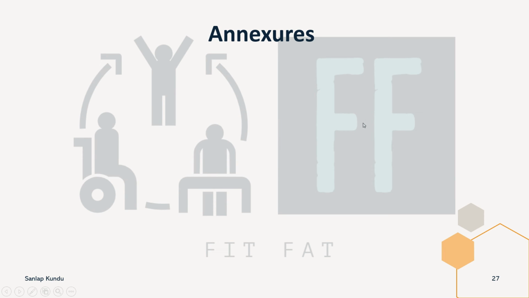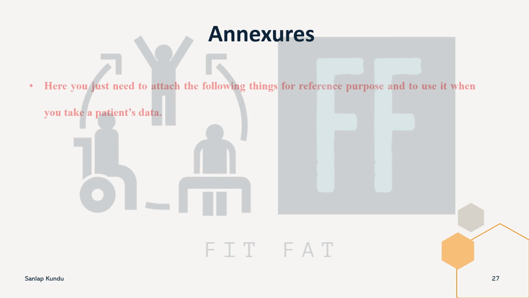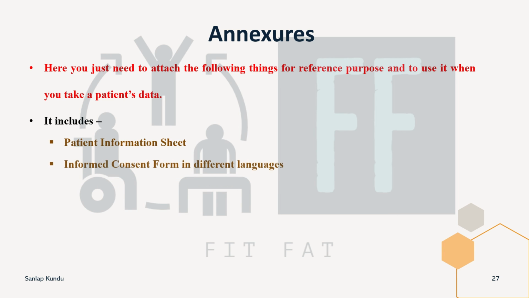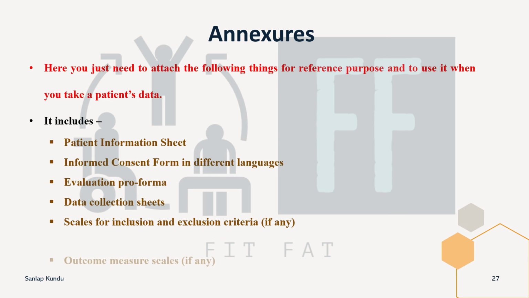Now, the last part of the synopsis is the annexures. Here you just need to attach the following things for reference purposes, and you can also use them when you take a patient's data. It includes the patient information sheet, informed consent form in different languages, evaluation pro forma, data collection sheets, scales for inclusion and exclusion criteria if there are any, outcome measure scales if any, and others like charts to follow, etc.